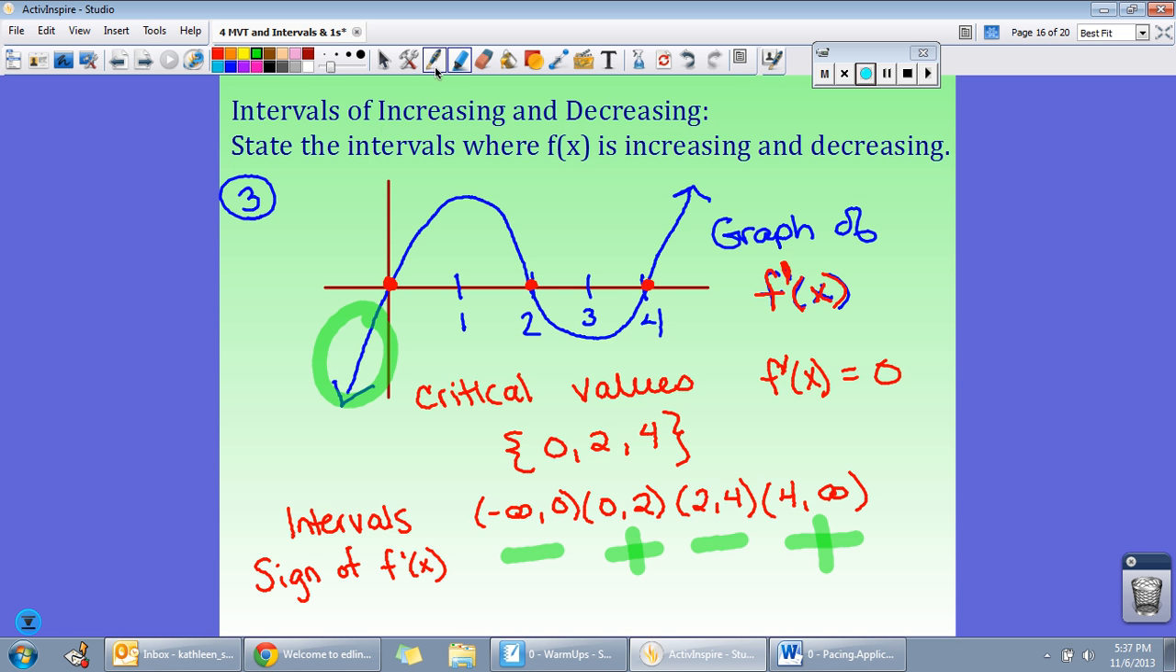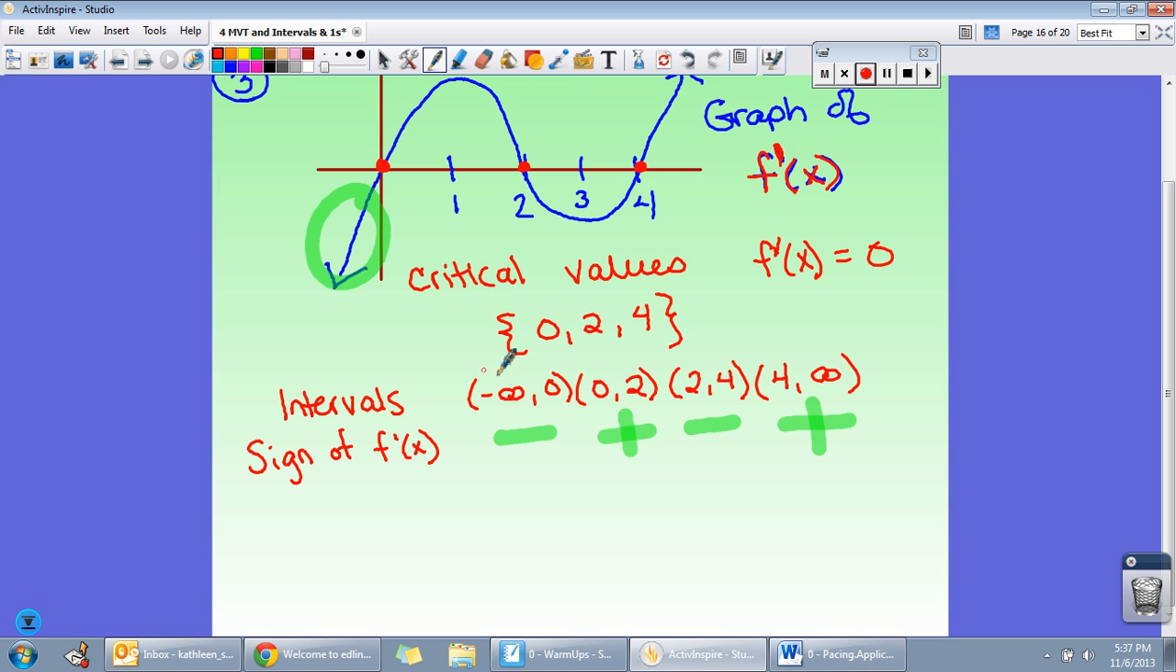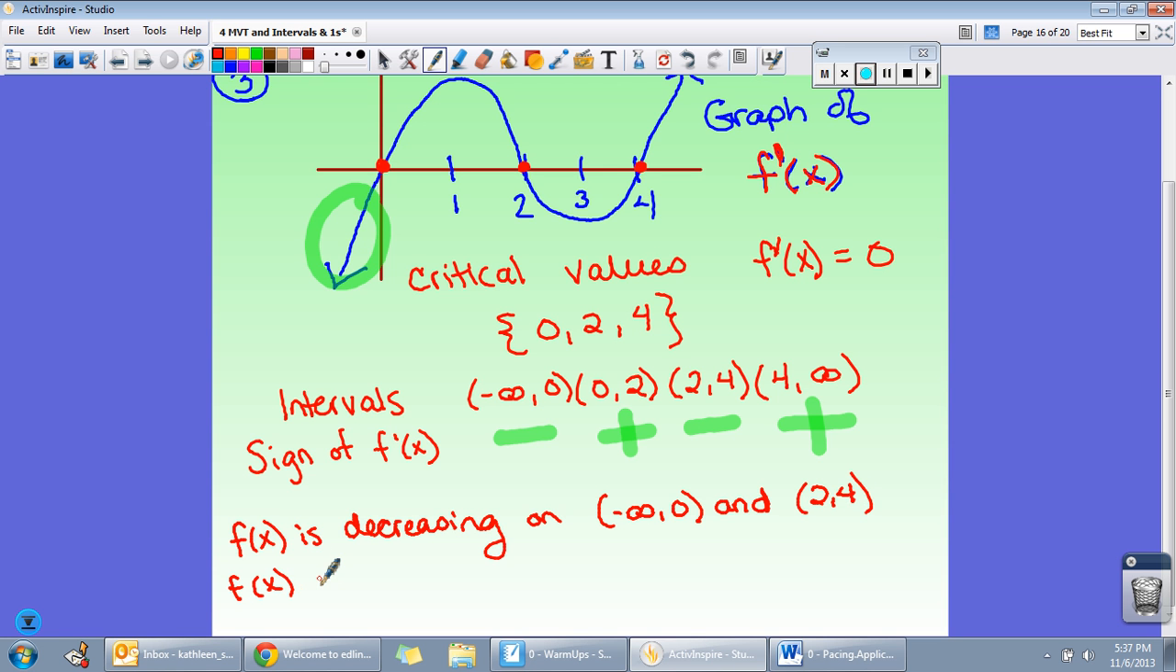So when we go to make our conclusions, we know that f of x is decreasing on the interval where the slope is negative. So from negative infinity to 0 and from 2 to 4. Likewise, we know that the function is increasing on the other 2 intervals.